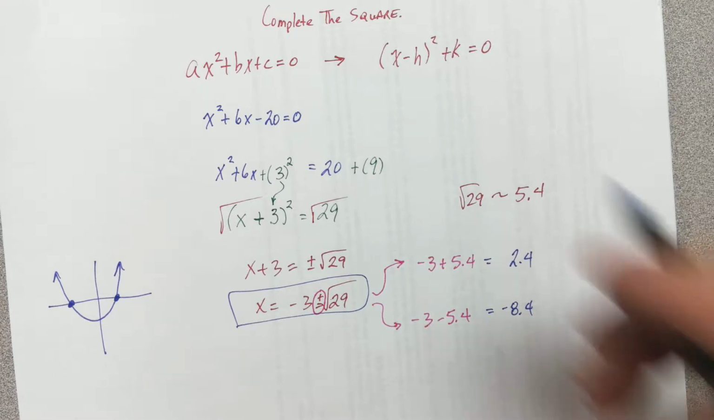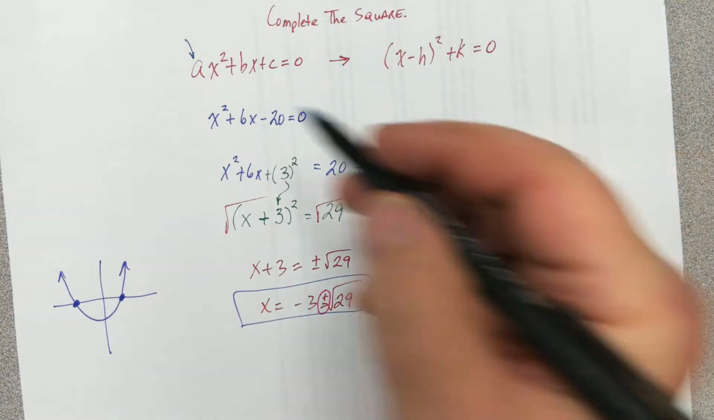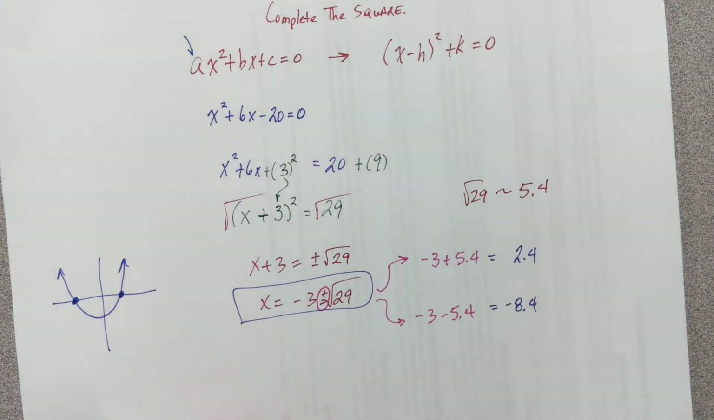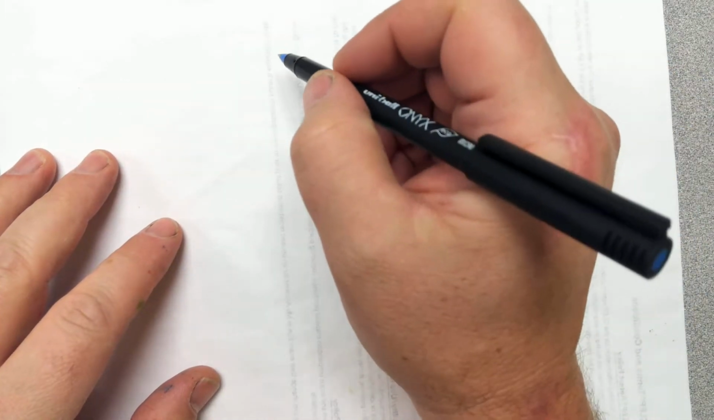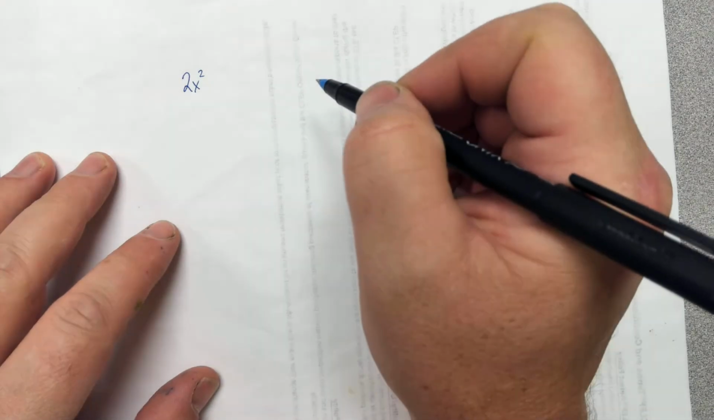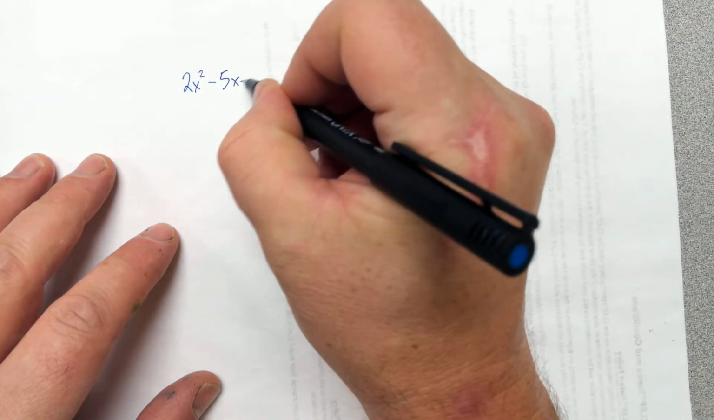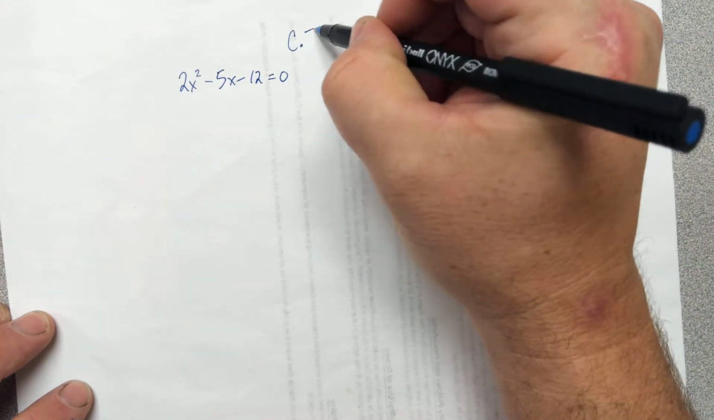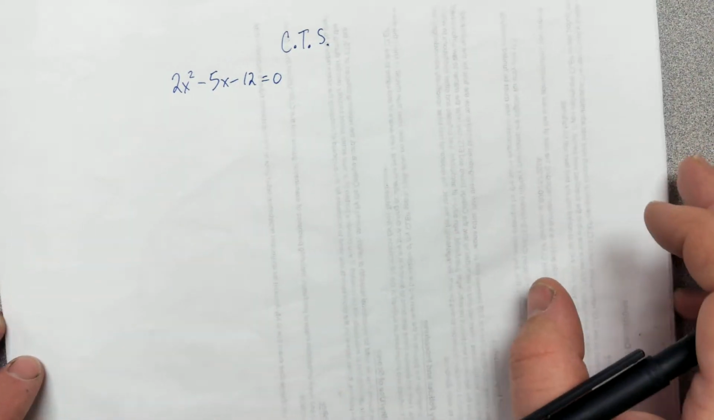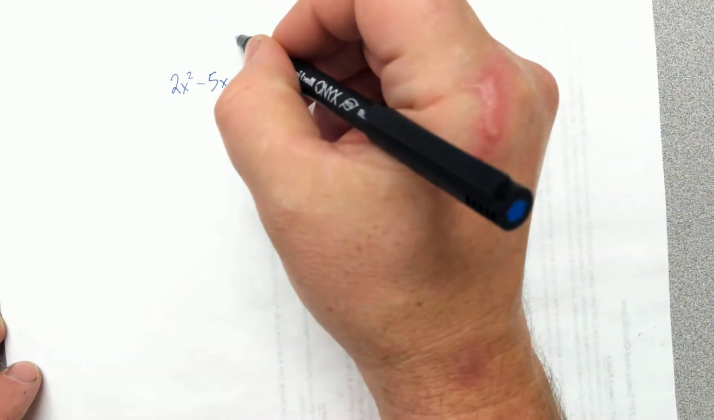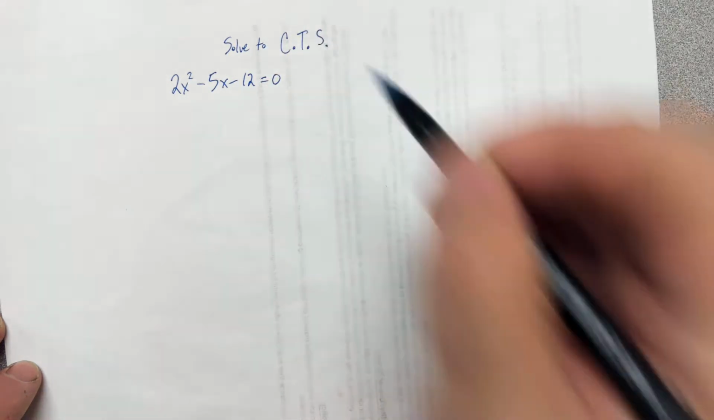So check this out. Here's what we're going to do today. All the examples we did last week, a was equal to 1, like this one. Now we're going to do it where a is not 1, and that's where it gets kind of ugly. So let's start one. You ready? Hello, Mr. Flowers. Let's do one that's 2x squared minus 5x minus 12 equals 0. We're going to complete the square, and it's tricky because that's not 1. In fact, we're going to solve it by completing the square.